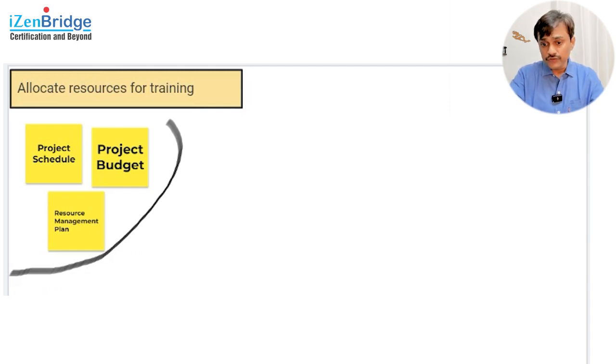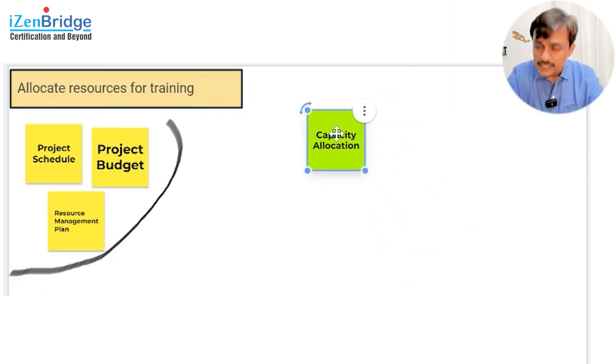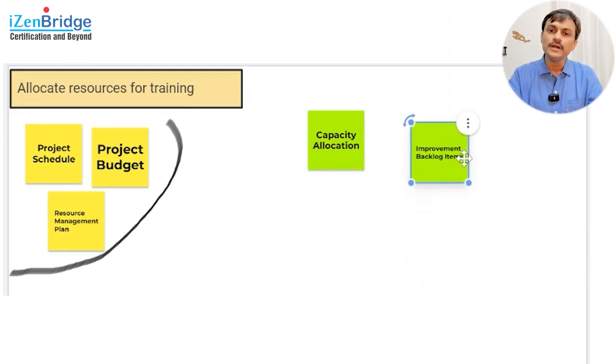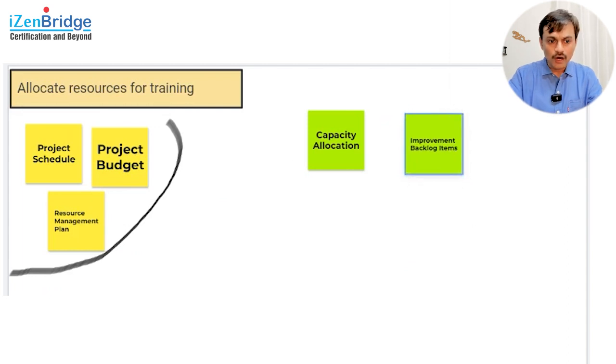Now, in the agile way of working, we can follow capacity allocation, which means that every iteration we may have 3 hours allocated to learning and training activities. So we know this is the time where people will be spending on their improvement, education, and exploring new ideas. That's a possible way of allocating resources for training in the adaptive way of working. Or we can have improvement backlog items. So I just write adaptive here and predictive here.